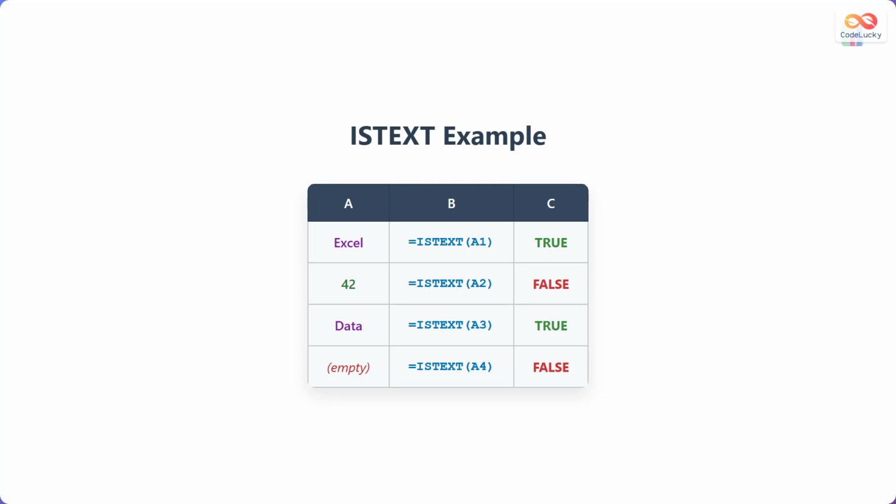In the third row, cell A3 contains the text data. The formula in cell B3, =ISTEXT(A3), returns true because cell A3 contains text. In the fourth row, cell A4 is empty. The formula in cell B4, =ISTEXT(A4), returns false because cell A4 is empty.